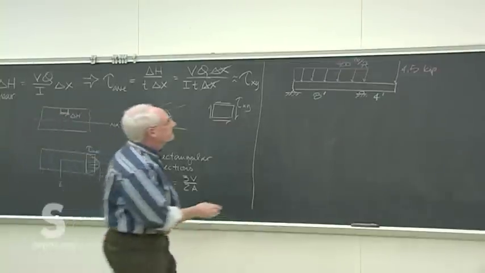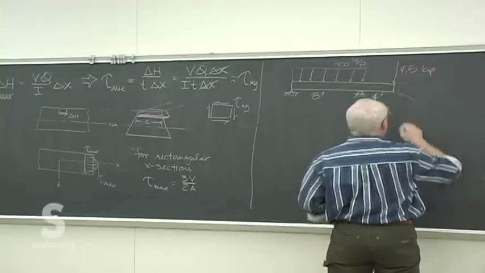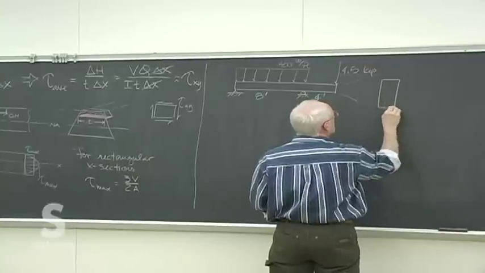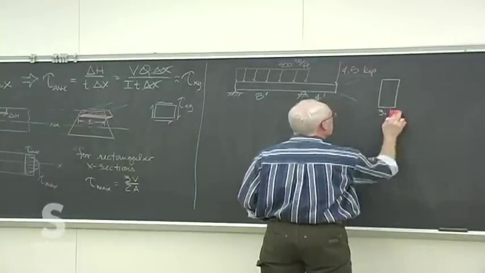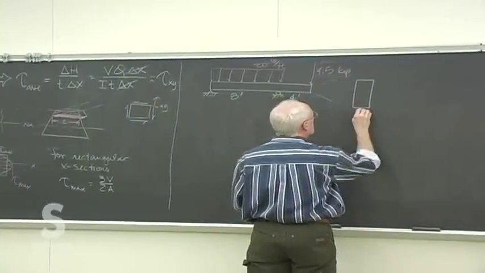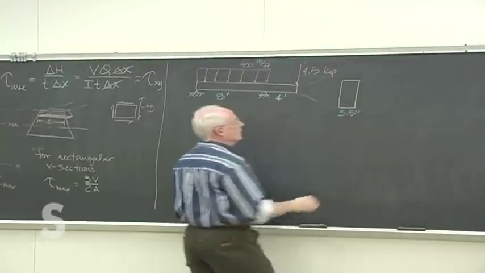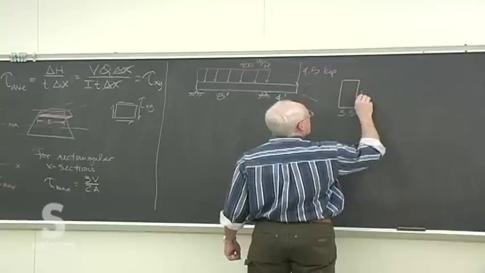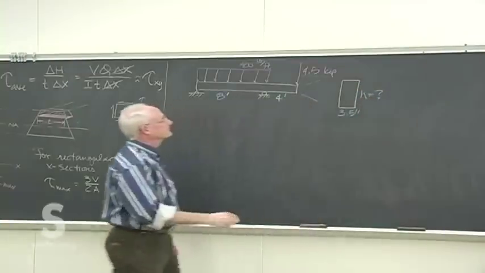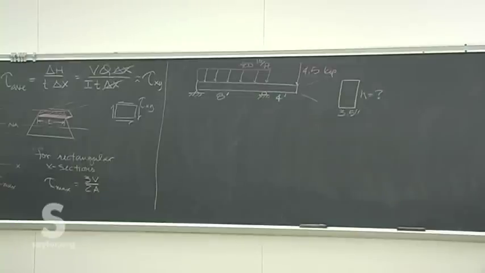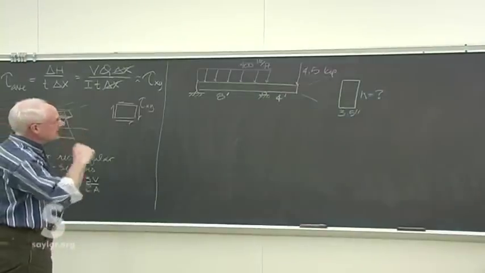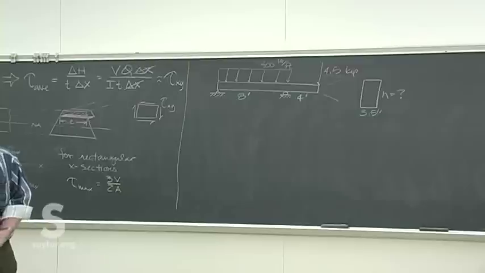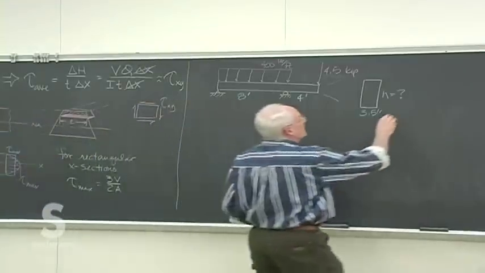And the cross section is a simple rectangle, 3.5 inches in width, but of unknown height. In fact, we're going to have to design for that. So we've got maybe some wooden beam like that. We've got 3.5 inch thick boards, but we can cut them to any height we need.